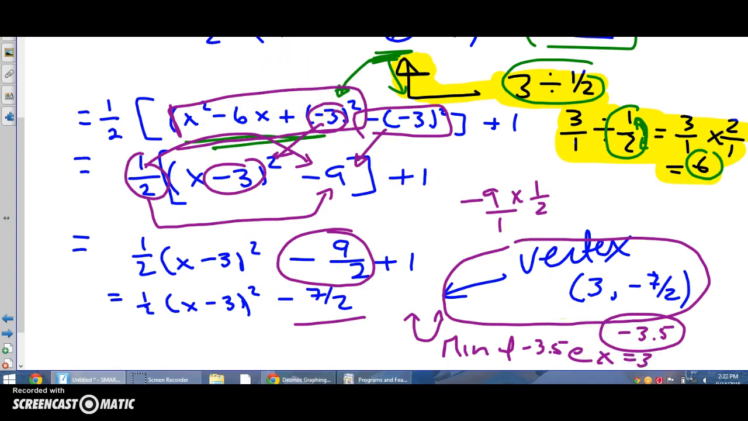Okay, hope that makes sense. A little difficult, a little confusing. Completing the square. Once you get used to it, though, if you do 2 or 3 or 4 of these, you will be laughing.